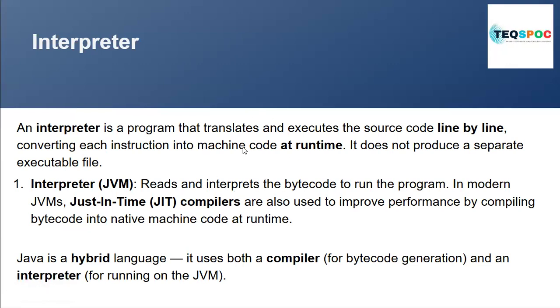Because of this machine code, which the JVM is converting after the compiler, you say that Java is accessible anywhere and runs on any system. So in interpreting, we have the JVM, the Java Virtual Machine. We have an interpreter, and the just-in-time compiler reads and interprets the bytecode to run the program. In modern JVMs, the just-in-time compiler also improves performance by compiling the bytecode into native machine code at runtime.